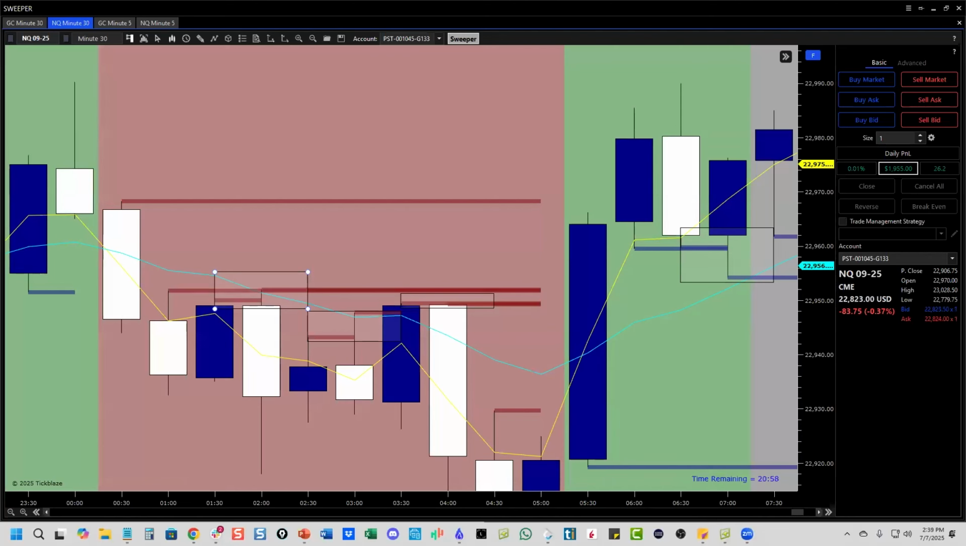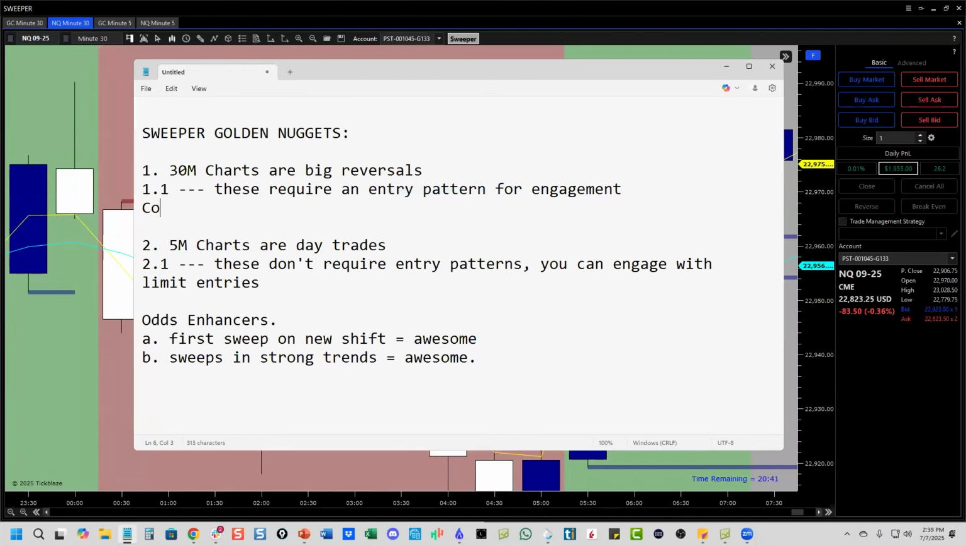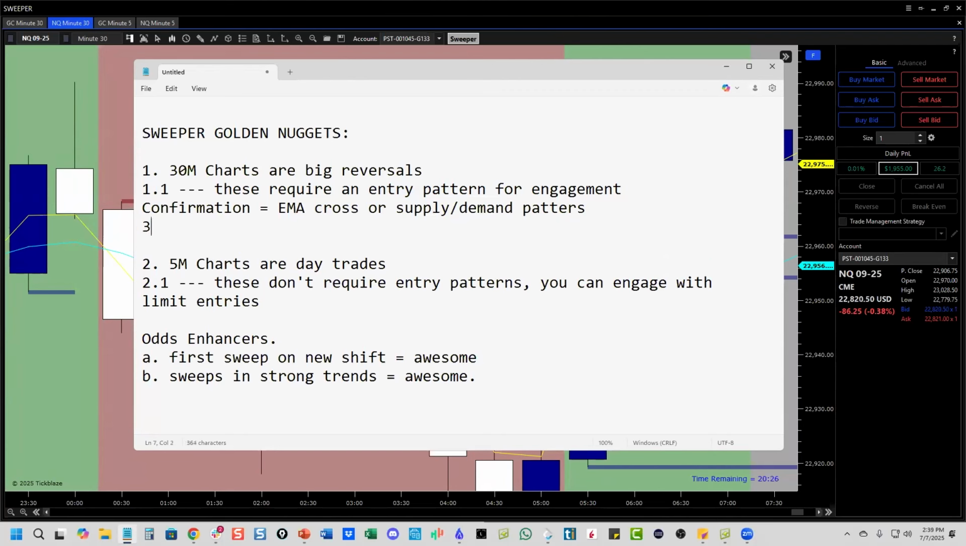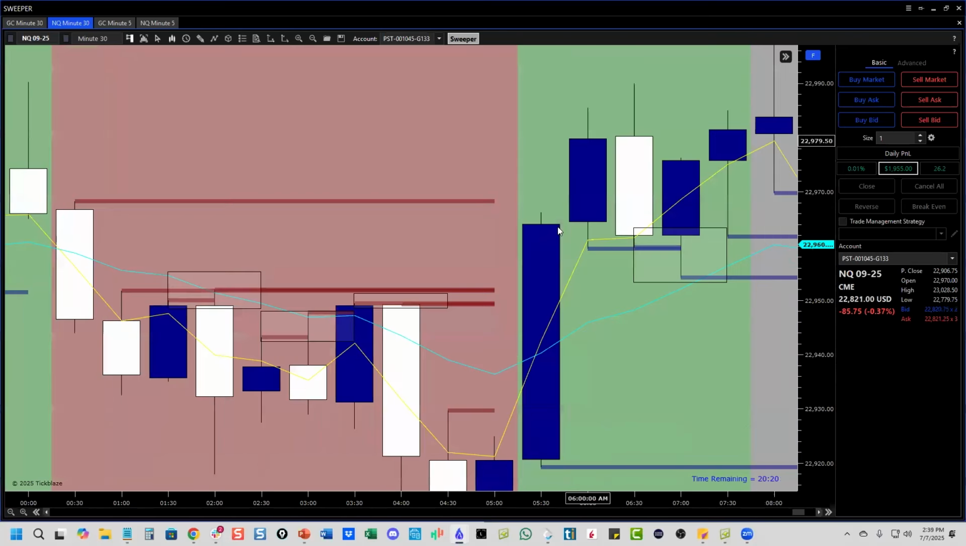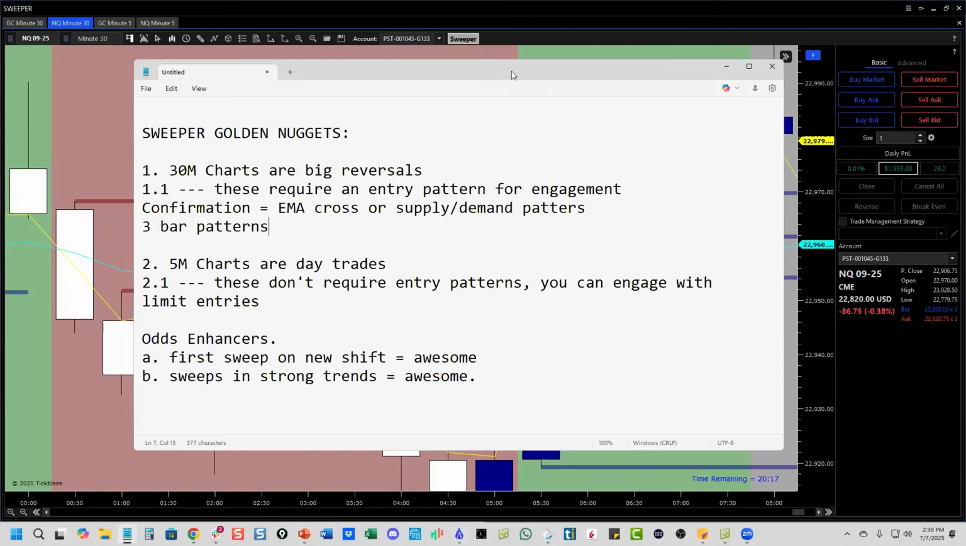So what I like to do on the 30-minute time frame is identify the levels, and then I will go down to say a 1-minute chart, and I will wait for confirmation on those time frames, or a 2-minute. 2 minutes is a bit big. So what's confirmation? Let's talk about that. Confirmation equals an EMA cross or supply and demand patterns, like the 3-bar patterns. I'm going to talk about these. Now, what's really sexy about this is that it's really easy.